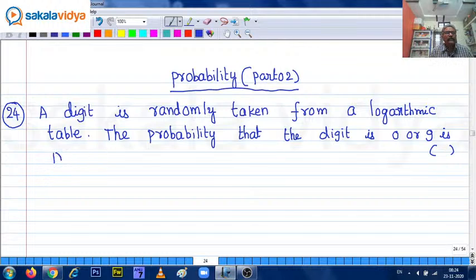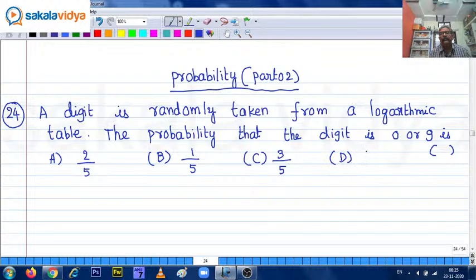Option A is 2 upon 5. Option B is 1 upon 5. Option C is 3 upon 5. Option D is 4 upon 5.